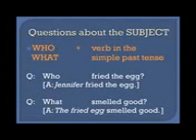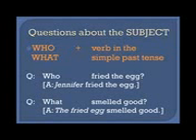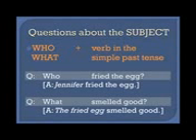Now let's look at questions about the subject. We still begin with a question word, who or what. We do not need a helping verb, did. We simply put our main verb in the simple past tense. Here are two model questions. Who fried the egg? What smelled good?